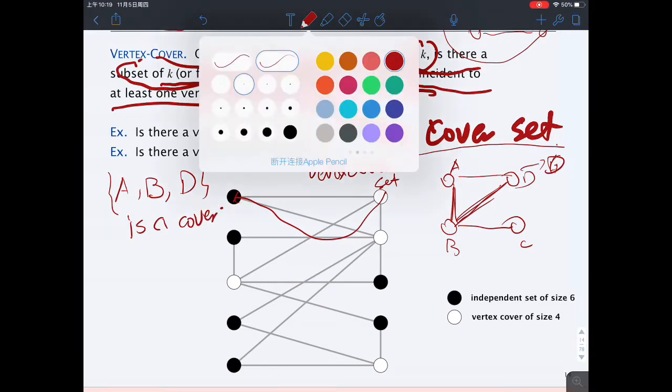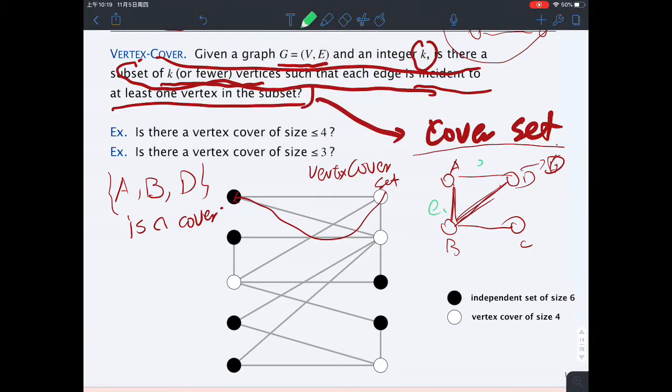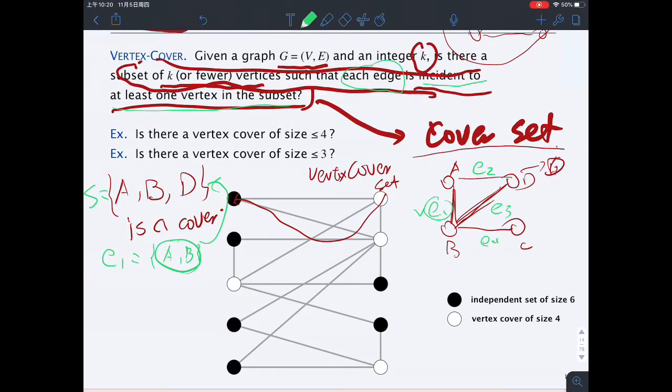Why is that? I can look at all the edges here: E1, E2, E3, E4. I have a total of 4 edges. The statement is that if I examine an arbitrary edge, it's incident to at least one vertex in the subset. Let's start with E1, which connects A and B. Both A and B are inside the set we selected, so the condition holds and we have a check here.